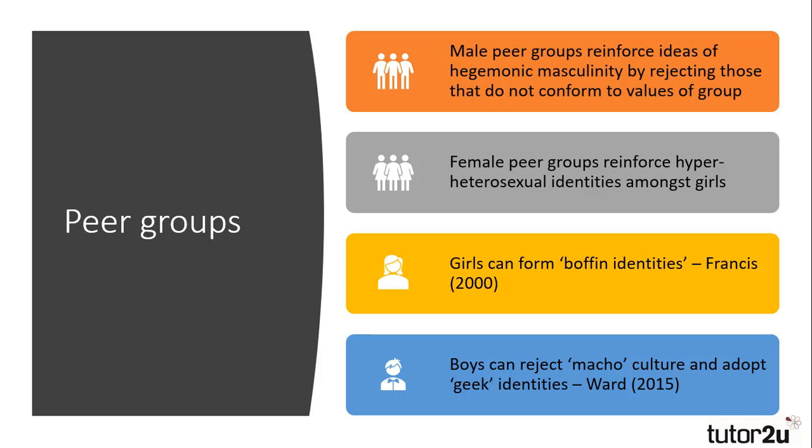Francis found that girls were increasingly adopting boffin identities that focused on their intelligence over their appearance, whilst in Ward's research some males chose not to conform to the hegemonic masculinity of the boys, but rather chose a more gender-neutral identity in becoming geeks, embracing intelligence and spending leisure time not in stereotypical masculine pursuits, but through comics and gaming. Both of these demonstrate that pupils can actively reject the stereotypical gender identity of some peer groups.